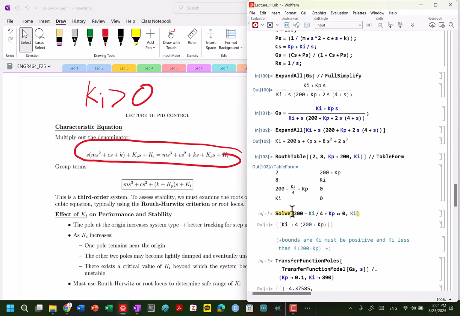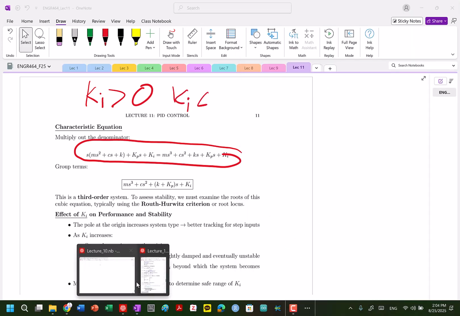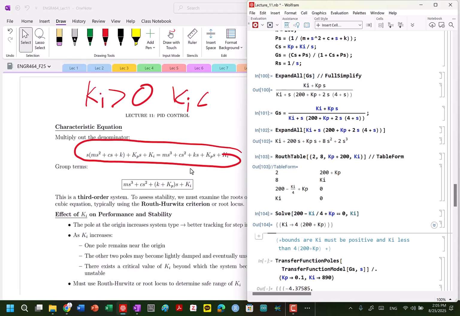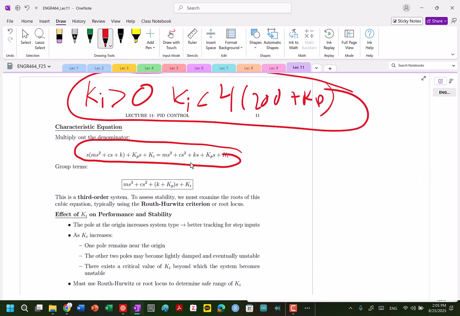And we can look at it in terms of the bounds right here. So the bounds are Ki must be positive, and Ki must be less than 4 times 200 plus Kp. So these are our bounds to be stable.